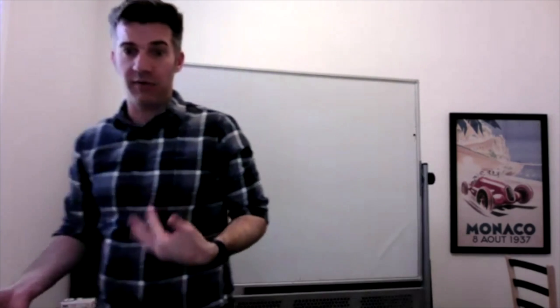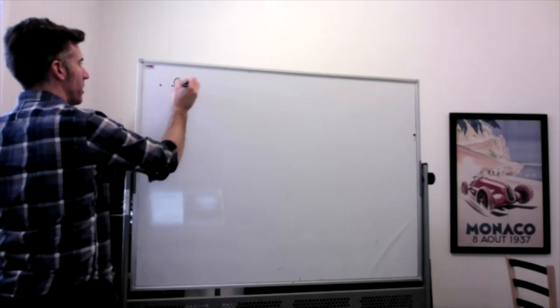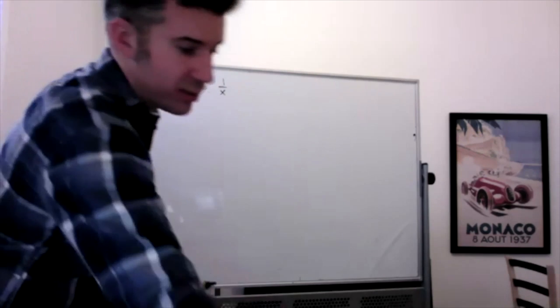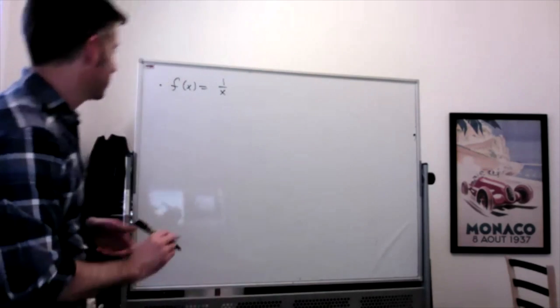Let's look at these last couple functions. The last 2 functions I'll look at are, the first one is f of x equal to 1 over x, which is called the reciprocal function. You're taking the reciprocal of x.